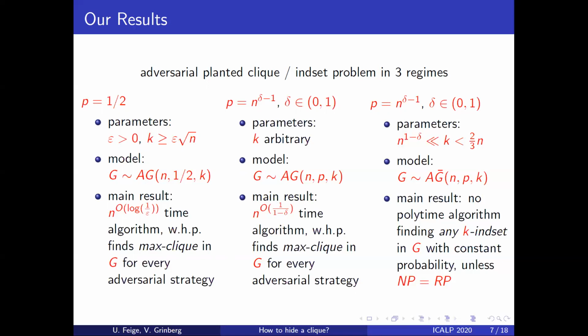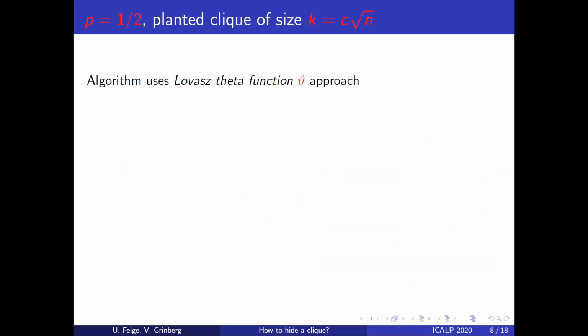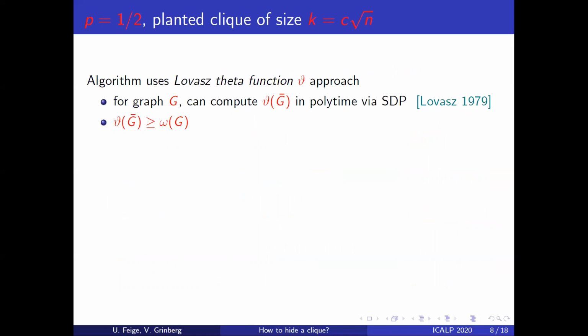We are going to present a brief overview of the proofs for each of the 3 regimes. First, we discuss the algorithm for the adversarial planted clique problem with p equals 1/2 and k being a constant times square root of n. Our algorithm is based on the Lovász theta function. It is important that we can compute the Lovász theta function in polynomial time using semi-definite programming, and also the clique number of a graph is upper bounded by the Lovász theta function of its complement.